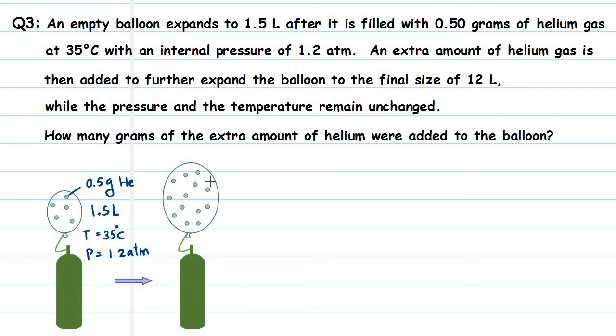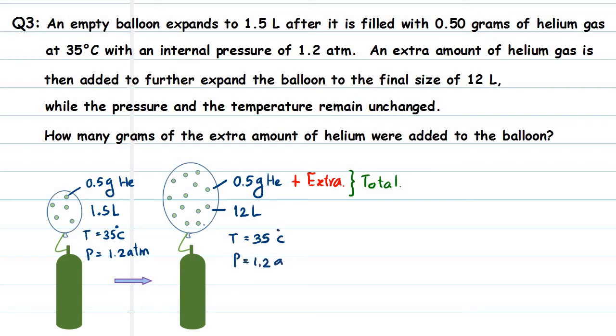And then they keep pumping helium in a little more. So inside here gonna be 0.5 gram of helium previously there, plus an extra amount of helium that pumped in a little bit later. So to make it a little bit easier, we can call this total. Alright, and we have the volumes. The final volume is 12 liter, and temperature also at 35 Celsius, and pressure also at 1.2 atm.